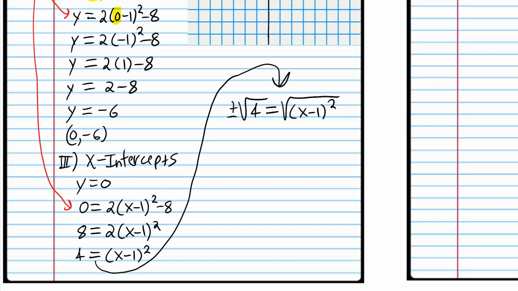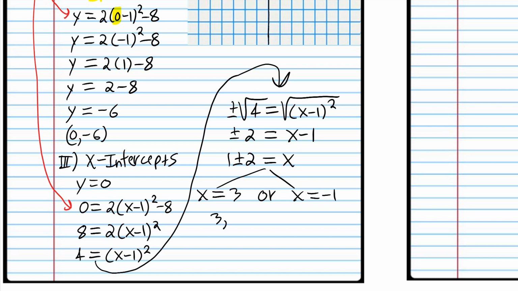Okay, what number times itself is equal to 4? Well, that's going to be 2. And then add 1 to both sides, and we get 1 plus or minus 2. So x can be 1 plus 2, which is 3. And I guess I don't really need to write that intermediate step. Or x can be 1 minus 2, which is negative 1.